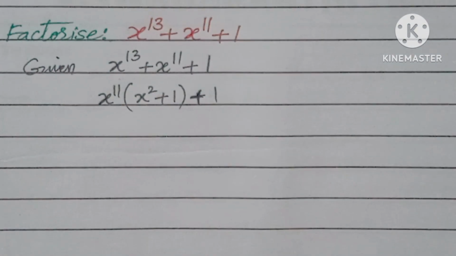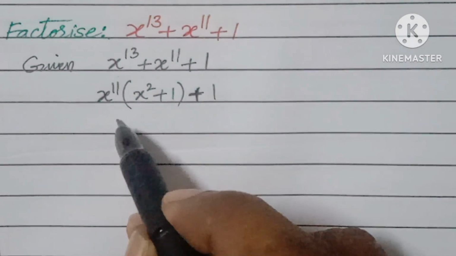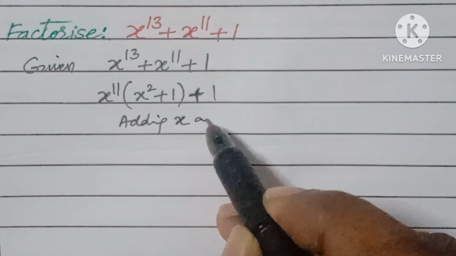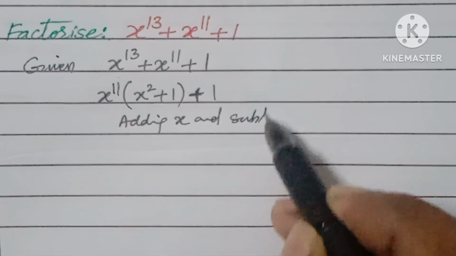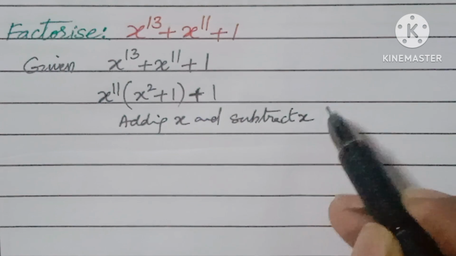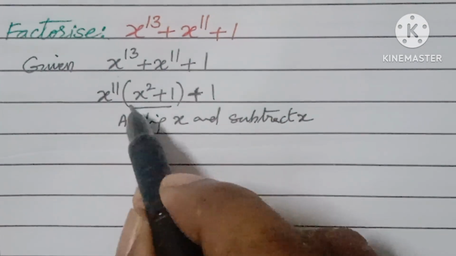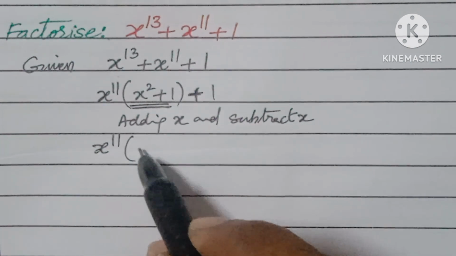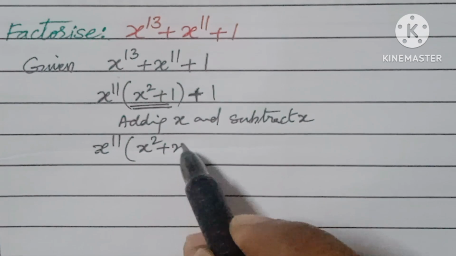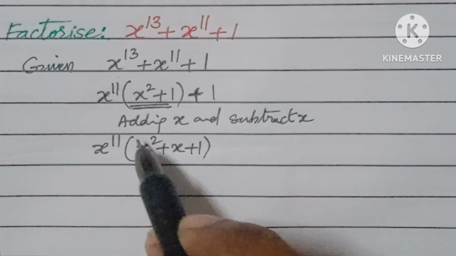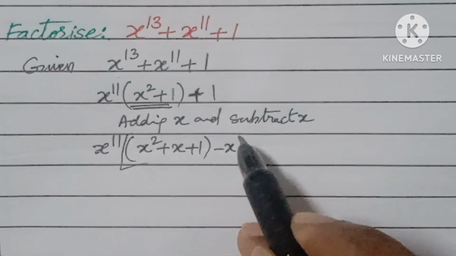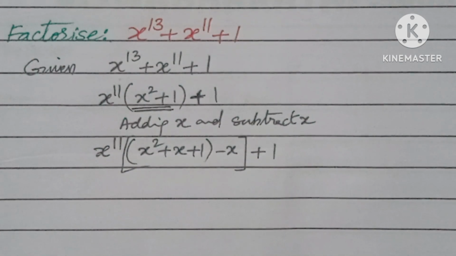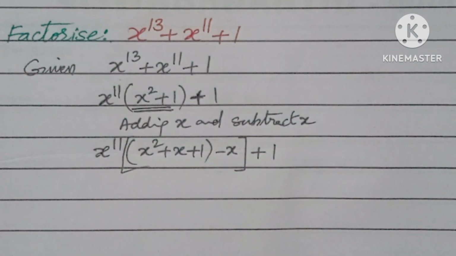So here we are having the logic of adding x and subtracting x. In this bracket we are going to add x and we are going to subtract x. X to the power of 11 into x square plus x plus 1, minus x plus 1. So here we are adding these values x and 1.